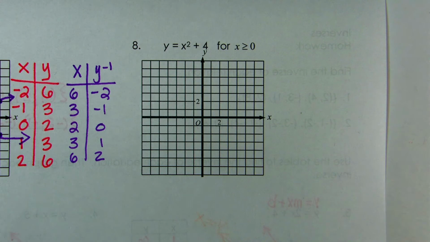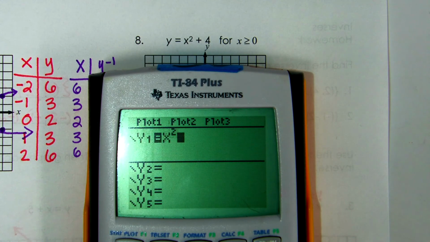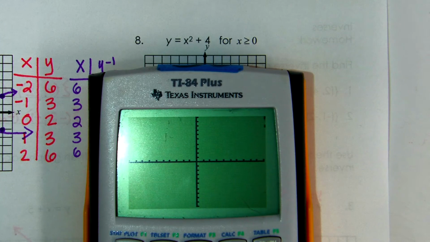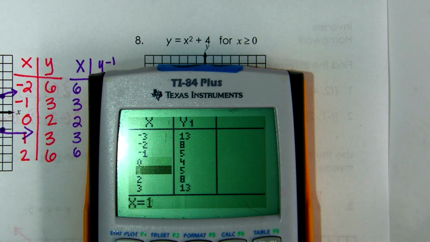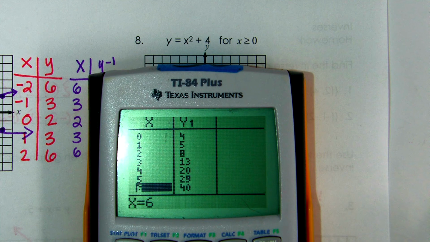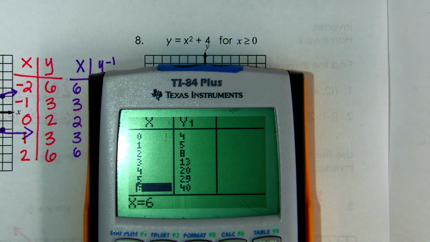Therefore, I'm going to get my calculator again. In my calculator, I'm going to enter x squared plus 4. I can look at what it's going to look like. And then second graph will open my table. It wants x values that are greater than or equal to 0. So I'm going to pick x, 0, and bigger when I'm looking at my table.